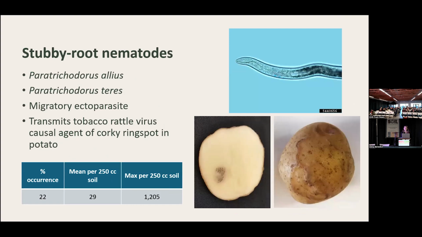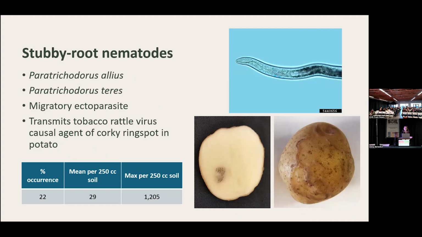Okay, so next up is the stubby root nematode. So this is the Paratrichodora species that you might be seeing. And these are migratory ectoparasites, meaning that as they go throughout their life, they're going to move around in the soil and feed on the outside of roots or tubers. So they're never actually going into the potato plants. And the important thing about the stubby root is that they have the ability to transmit the tobacco rattle virus, which is the causal agent of corky ring spot in potato.